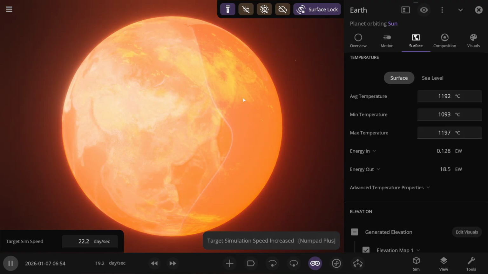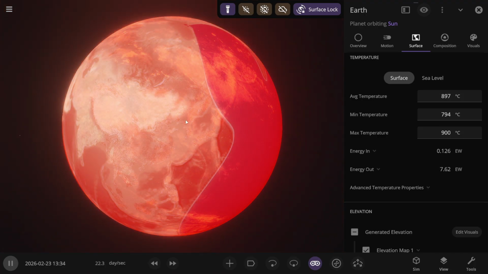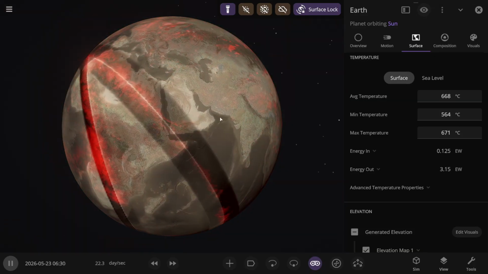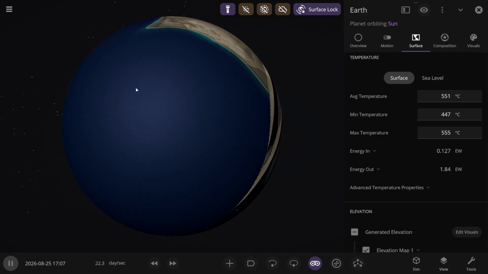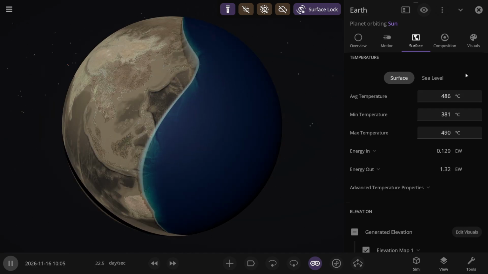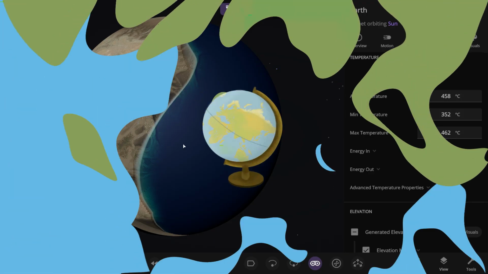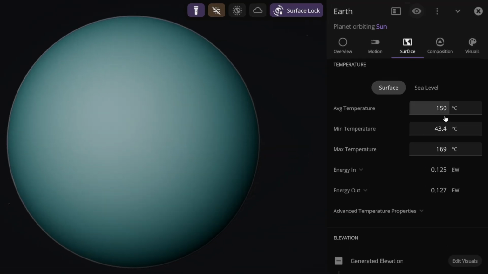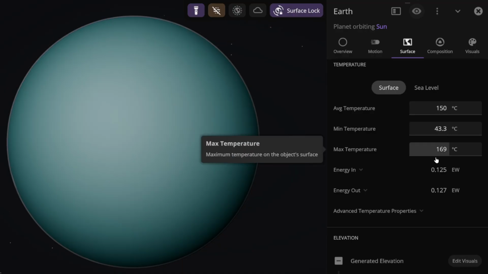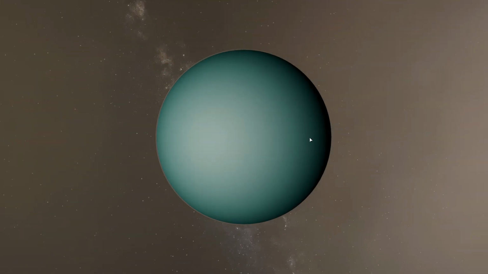And with about a month passing per second, we can see the full process of our planet cooling. And overall, there's no liquid anywhere at the moment. Although, on this side, where the Pacific Ocean was, liquid is already starting to appear, and the temperature is dropping and dropping. Another 20 years or so have passed, and the average temperature on Earth has settled at 150 degrees Celsius. The minimum temperature is 43.3 degrees, and the maximum, at the equator I assume, is 169 degrees. And this is what our Earth looks like now.